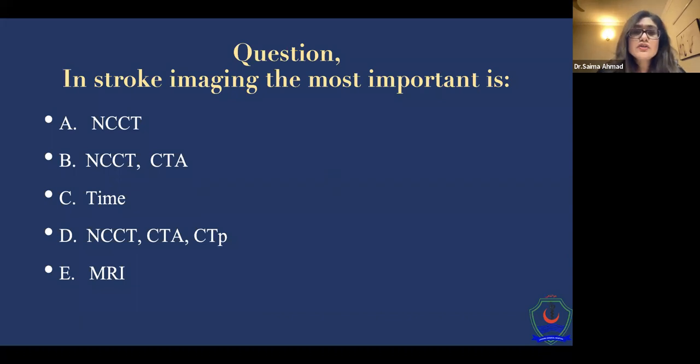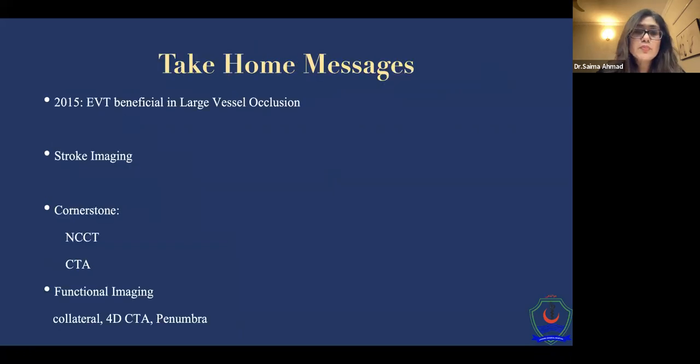So this is my question. In stroke imaging, what is the most important: non-contrast CT, CTA, time, CTP, or MRI? I think the most important is time, because whatever imaging you are selecting for your patient, you should be very fast. You should do whatever you are comfortable with, and you should do it fast. So time is more important for this.